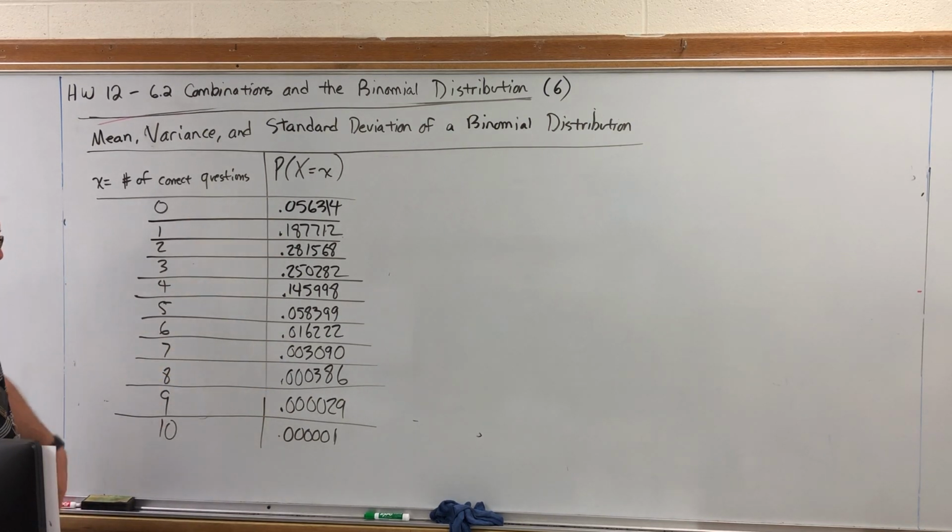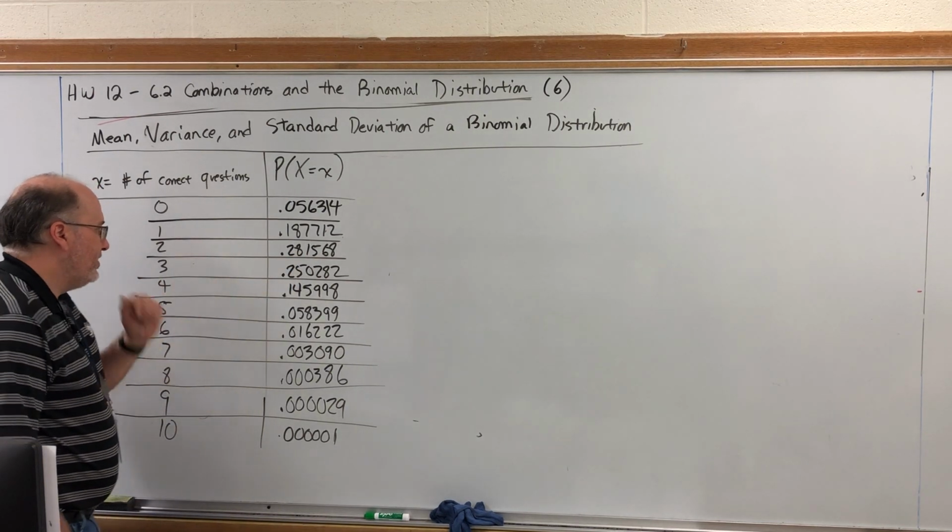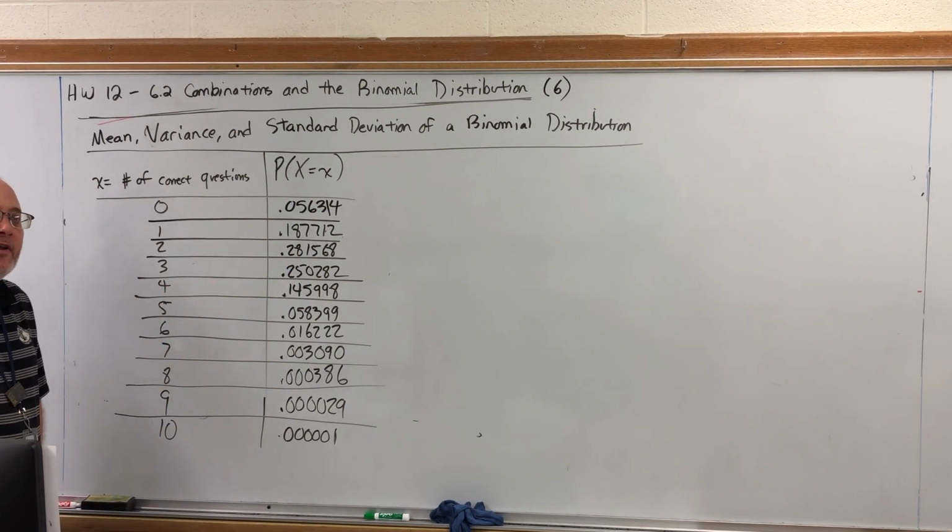But if you'll notice, none of these probabilities are really big. The largest one is about 28%, and that's the probability of getting 2 correctly.